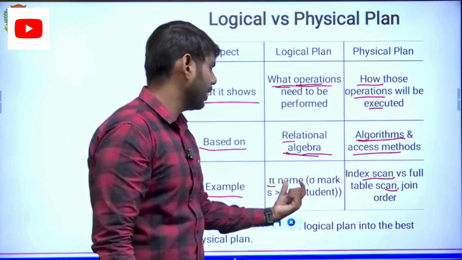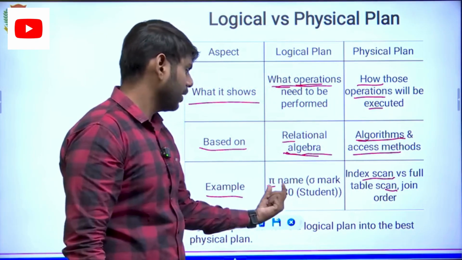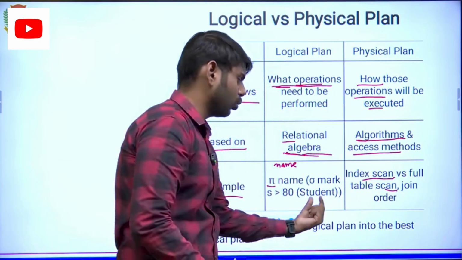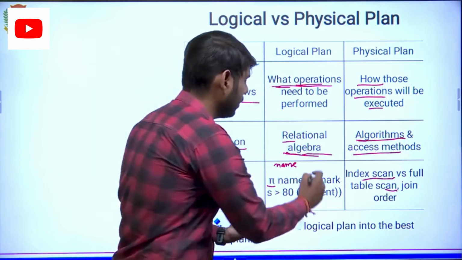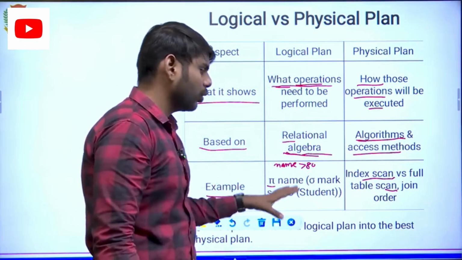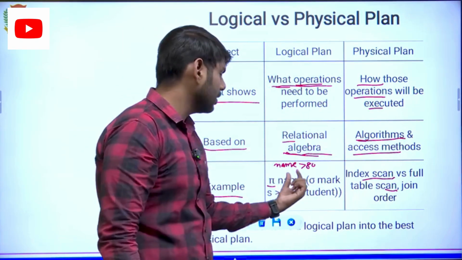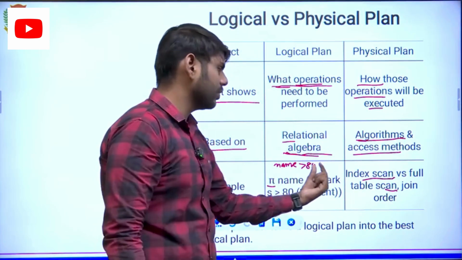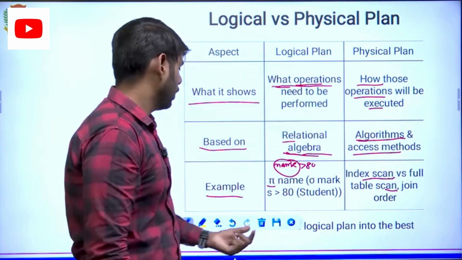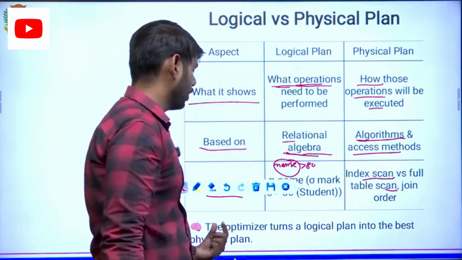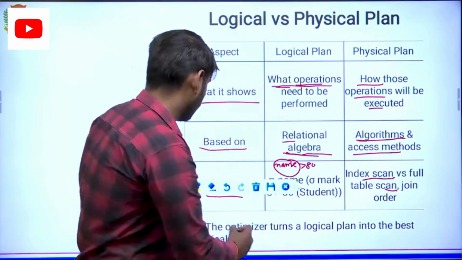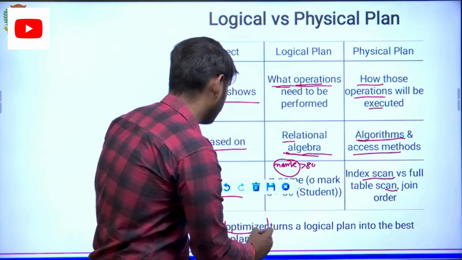For example, in the logical plan, you will convert a SQL query where you are selecting the name from the student table where marks is greater than 80. So in this relational algebra, the condition is marks greater than 80, and we will select the name of the students. The optimizer turns a logical plan into the best physical plan. So what component do we use? We use the optimizer for it.